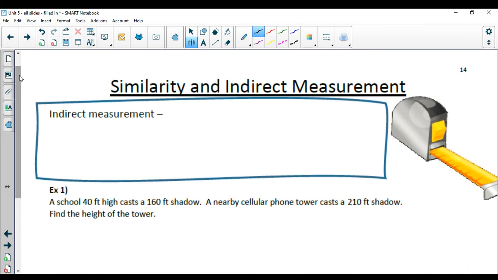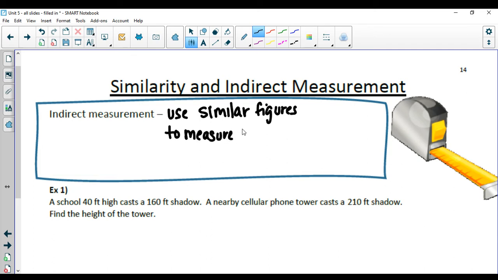For the next part on page 14, we're talking about similarity and indirect measurement. So indirect measurement basically means that you have an object that you can't actually take a tape measure, a ruler, or anything like that to specifically. So you use similar figures to measure an object.